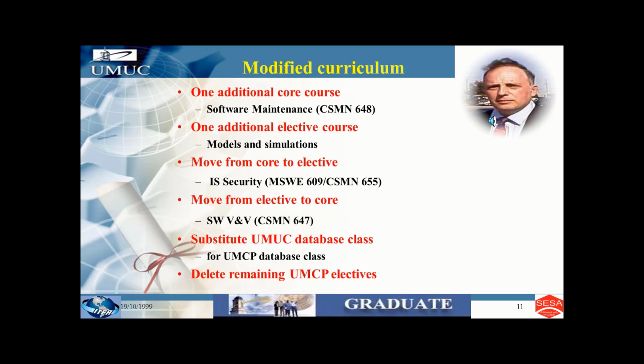We decided to add one additional elective on models and simulations that we don't have. We moved the information security course from a core to an elective because most people either taught it as an elective or didn't seem to be teaching it. We moved the software V&V course from elective to core because V&V, testing and evaluation, is an important topic. And we substituted the University College database class for the College Park database elective, and we deleted the remaining University of Maryland College Park electives because nobody was taking them anyhow.